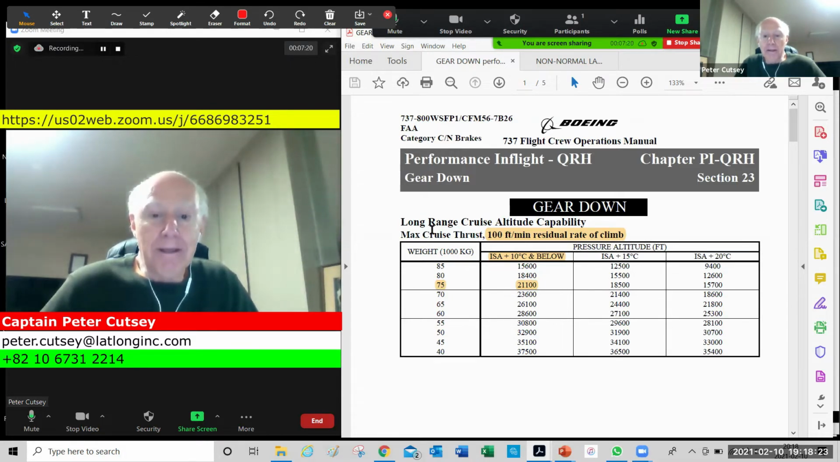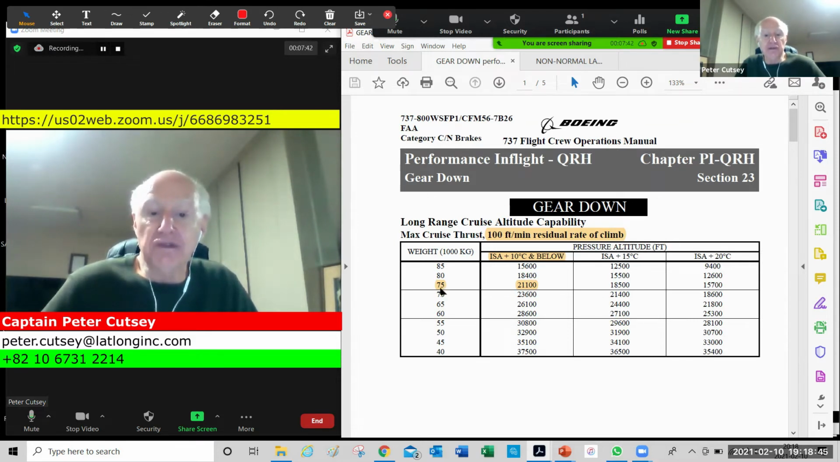Now, here is a long-range cruise altitude capability at max cruise thrust, 100 feet per minute residual rate of climb if your weight was 75,000 kilos. So your pressure altitude at ISA plus 10 or below would be 21,100 feet. Well, that's kind of good.